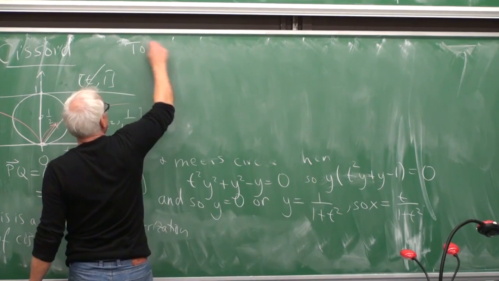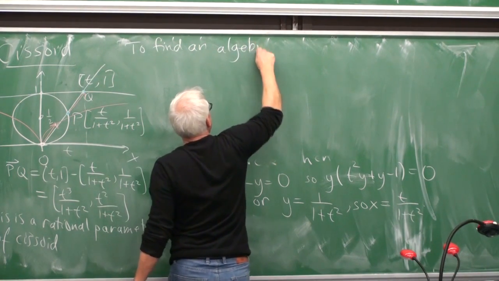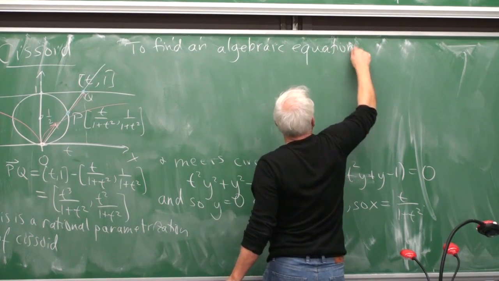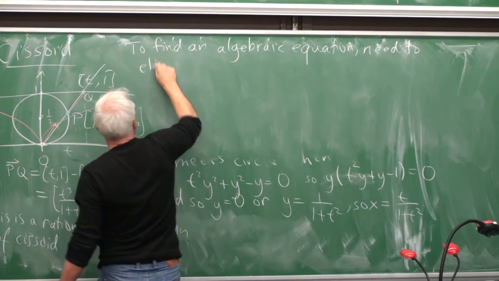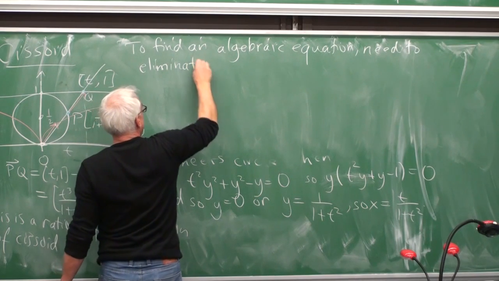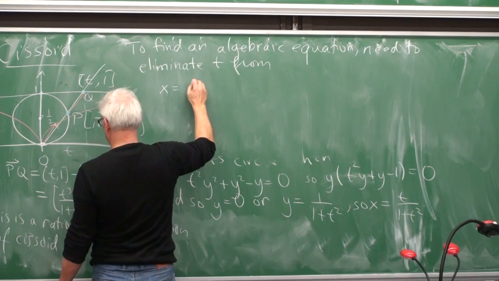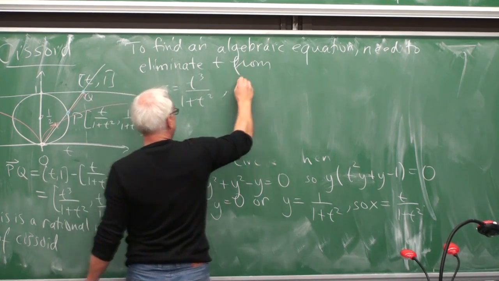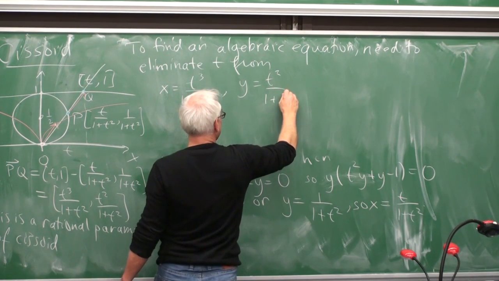So to find an algebraic equation, we need to eliminate t from the two equations, x equals t cubed over 1 plus t squared, and y equals t squared over 1 plus t squared.